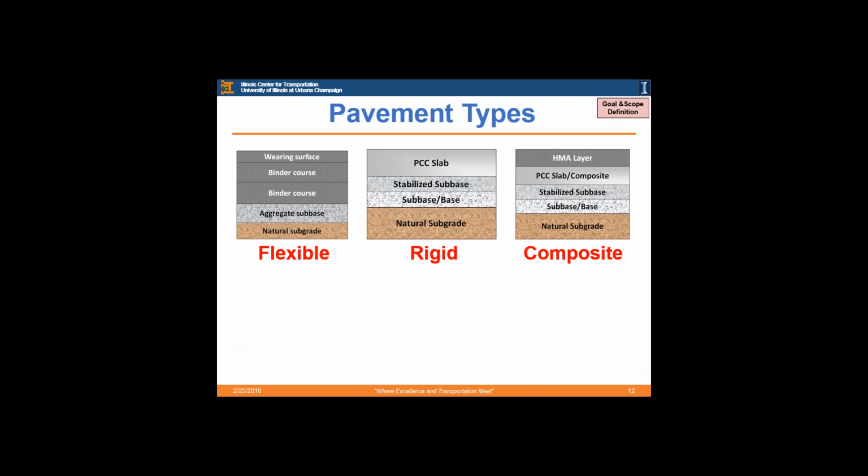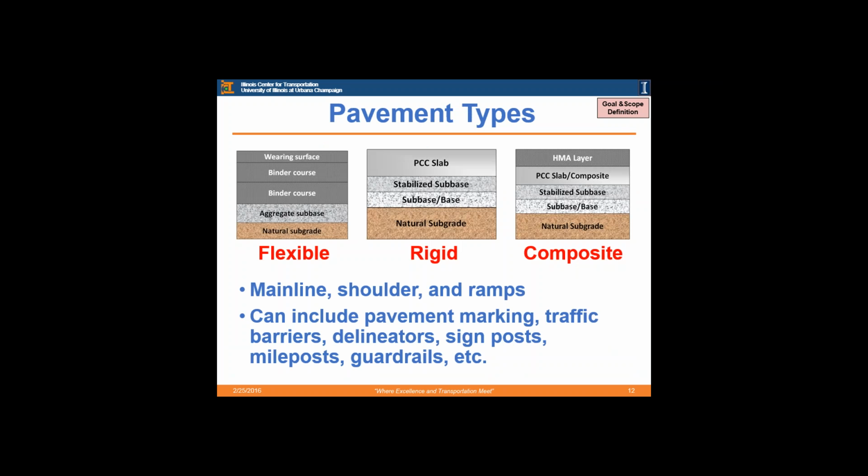So the different pavement types that we've considered in the LCA tool, it can look at flexible pavements, rigid pavements, as well as composite pavements, and these represent the types of pavements that are used by the Illinois Tollway. We are not looking just at mainline, but also at the shoulders and the ramps. And we can include supplementary items such as pavement markings and traffic barriers, delineators, signposts, mileposts, and guardrails as well.